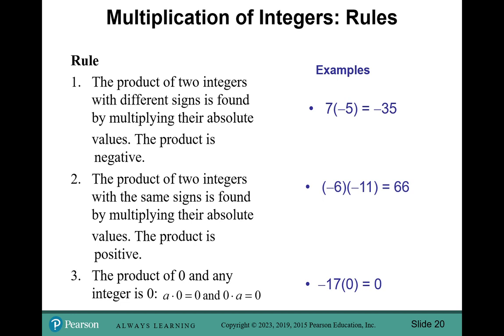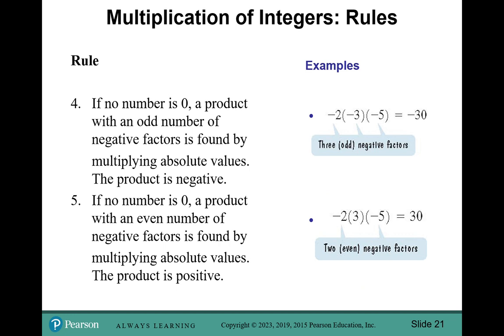So if we have a negative times a positive, we have a negative. If we have a positive times a negative, we have a negative. And if we have two integers of the same sign, that turns out positive. So positive and positive give you positive. Negative and negative give you positive. And anything times 0 just turns out to be 0.